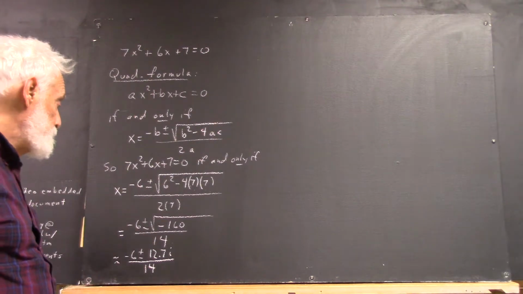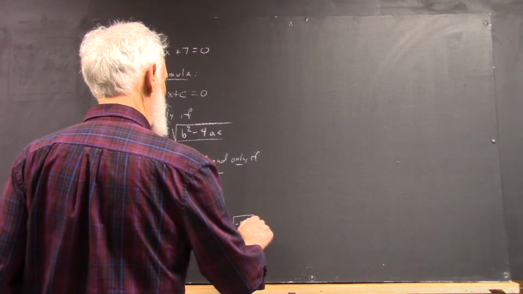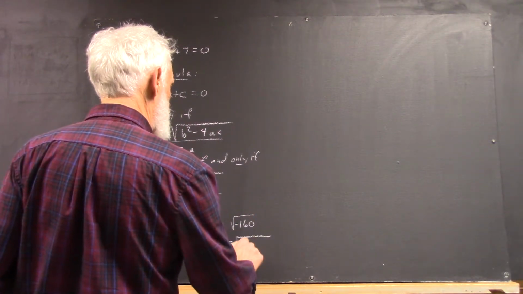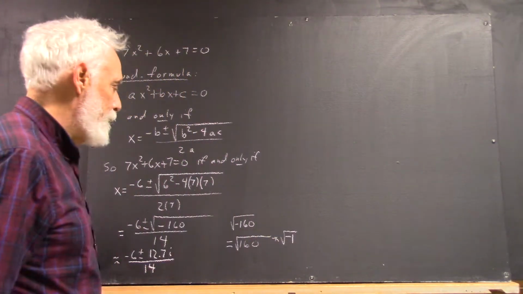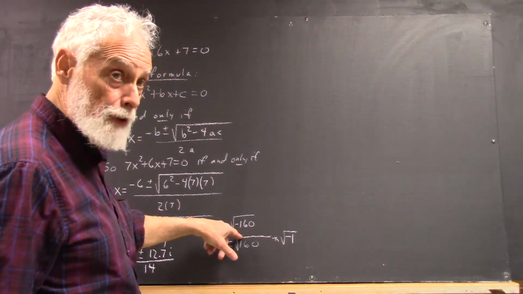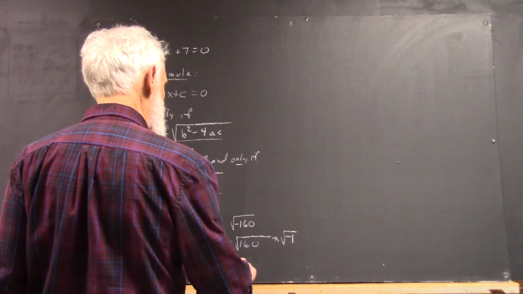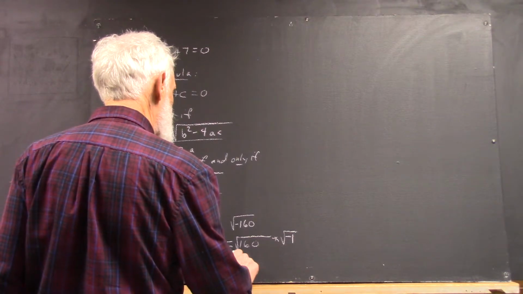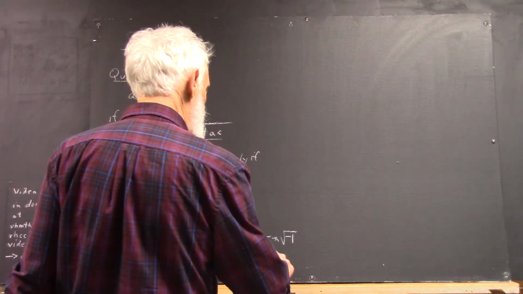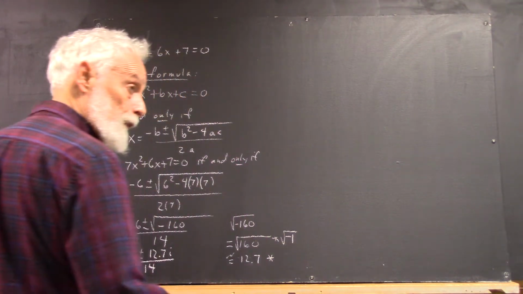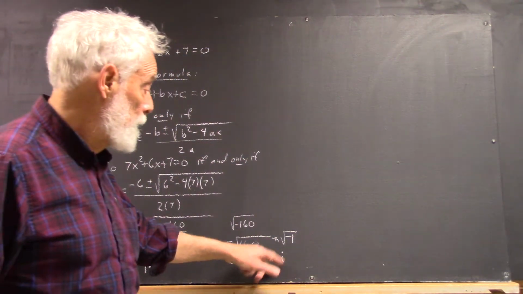But it turns out that it's equal to the square root of 160 times the square root of negative 1. Because 160 times negative 1 gives you negative 160, and this actually works, okay? So that is square root of 160, which is approximately equal to 12.7, somewhere around there. And then this square root of negative 1, it's not a real number, so we call it i, for an imaginary number, for the basic imaginary number.